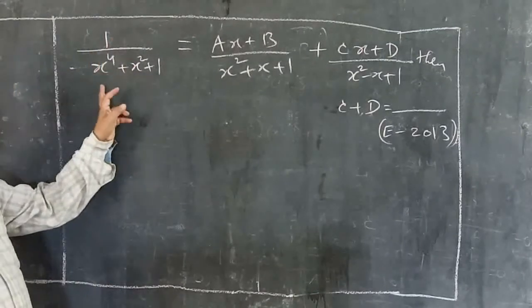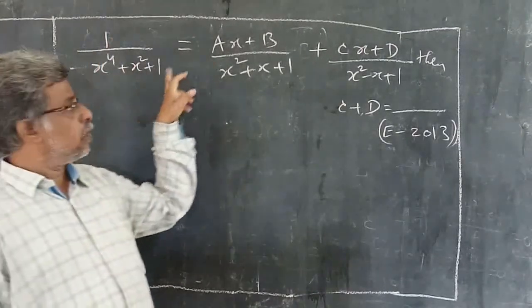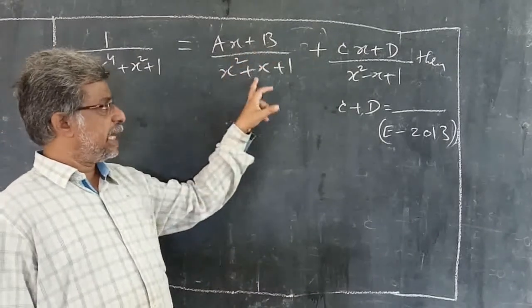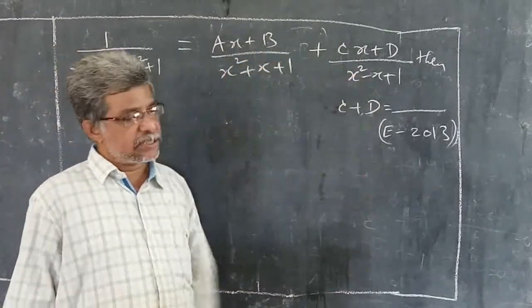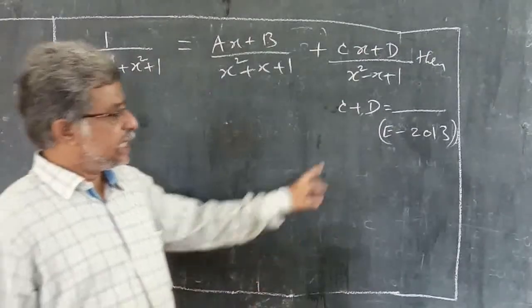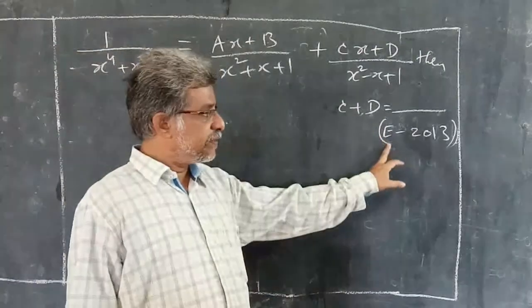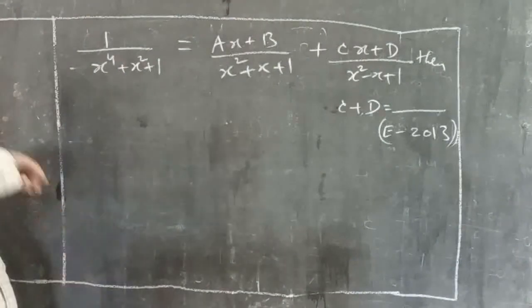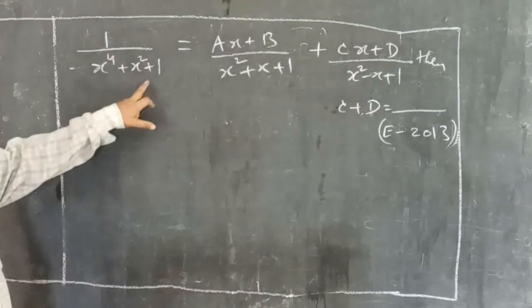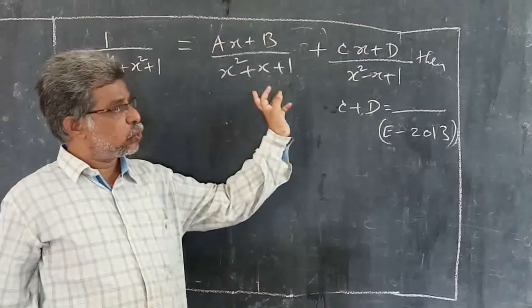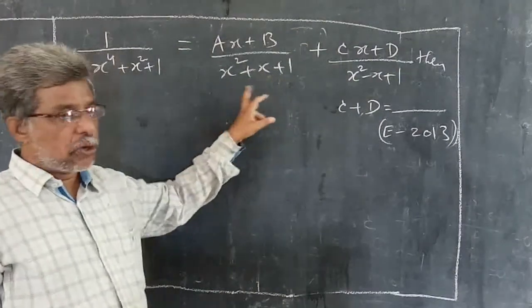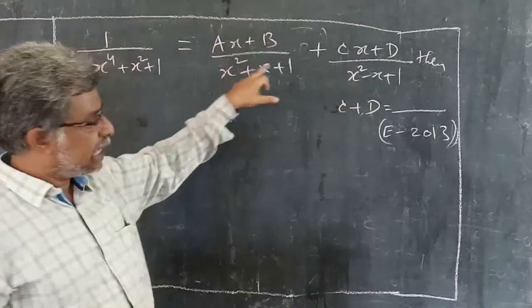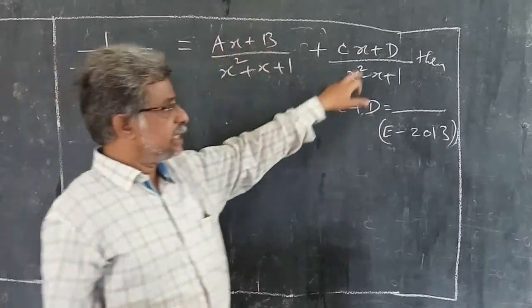1 by x power 4 plus x square plus 1 equal to ax plus b by x square plus 1 plus cx plus d by x square minus x plus 1. Then c plus d equal to how much? Given in MSET 2013. This is already factorized, giving factors are these two. These two are irreducible quadratics, that's why it's taking linear ax plus b here, cx plus d here.